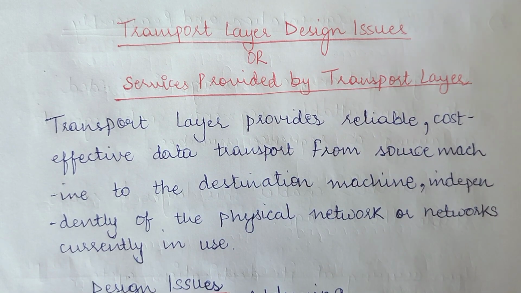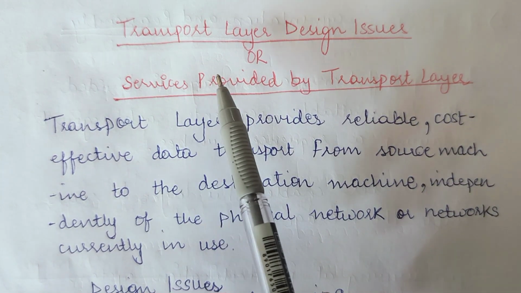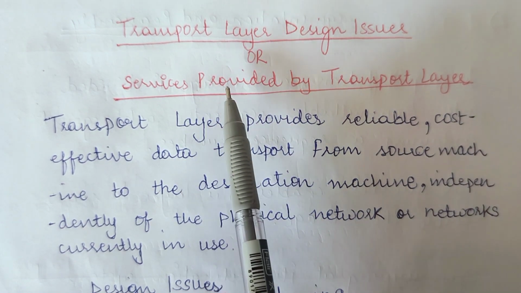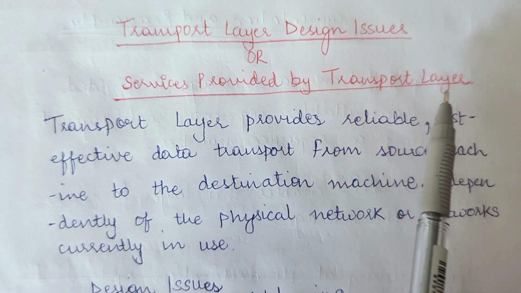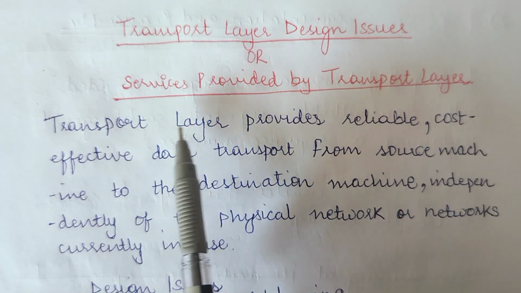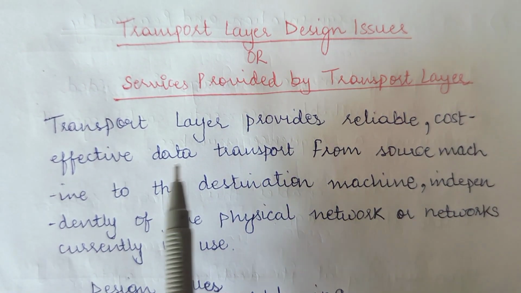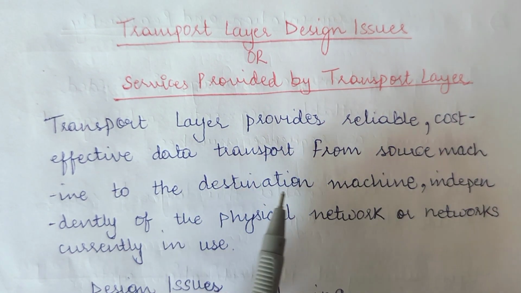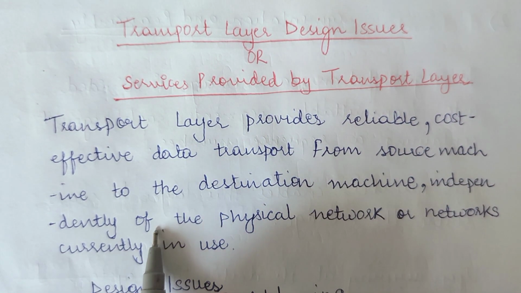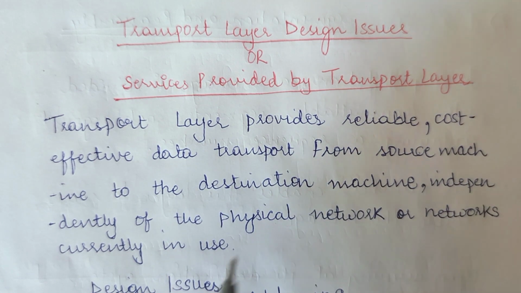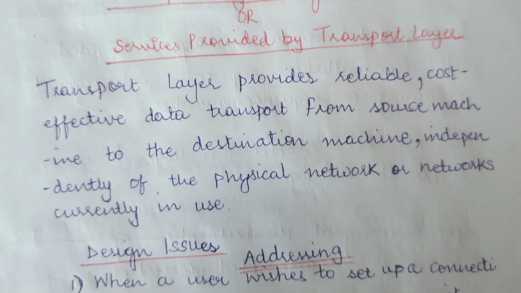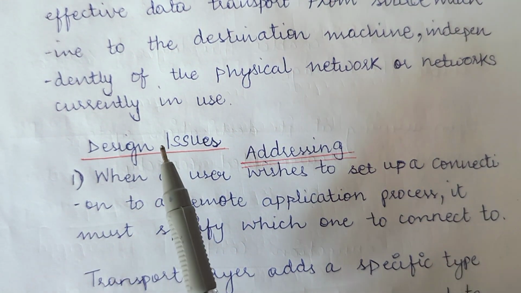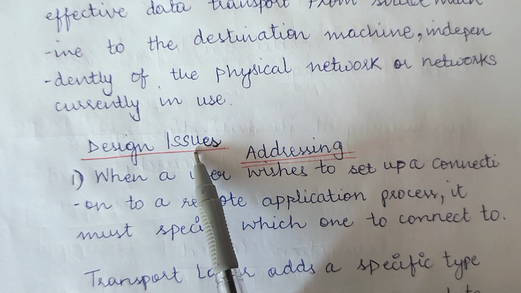Hi everyone. Today we are going to study the design issues of transport layer, or we can also call them the services provided by the transport layer. The transport layer provides reliable, cost-effective data transport from source machine to the destination machine independently of the physical network or networks that are in use. So let's look at the design issues or the services provided by the transport layer.